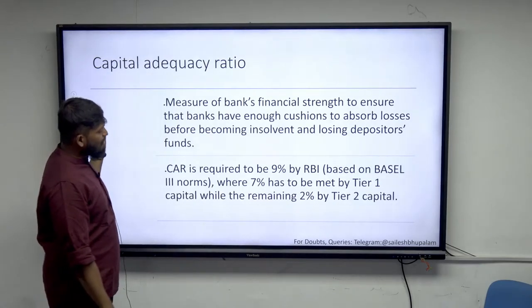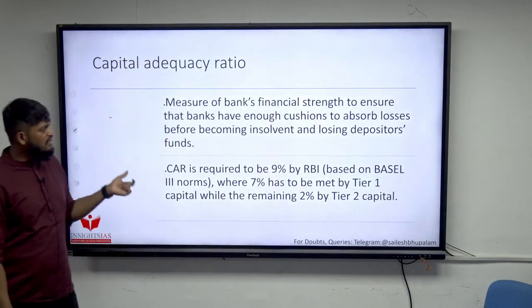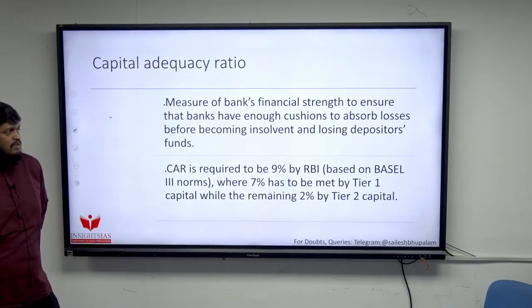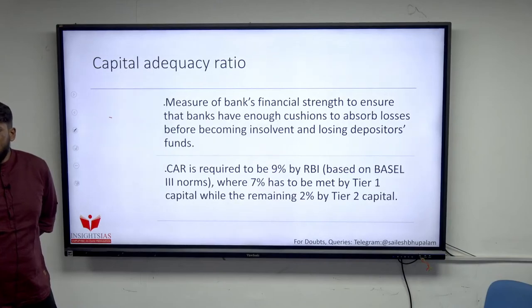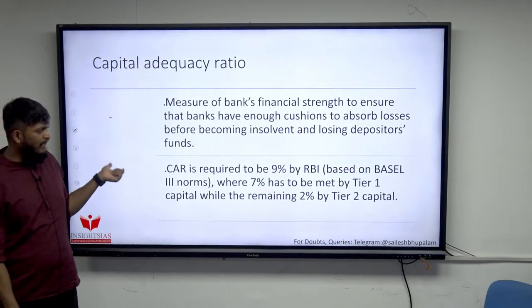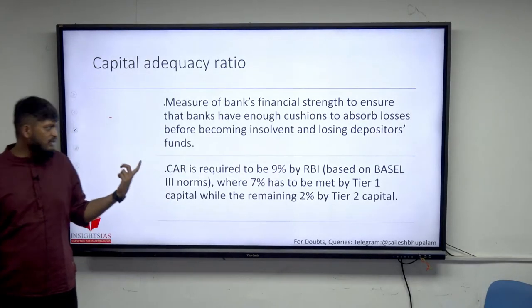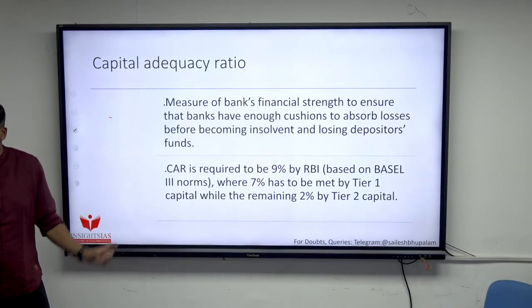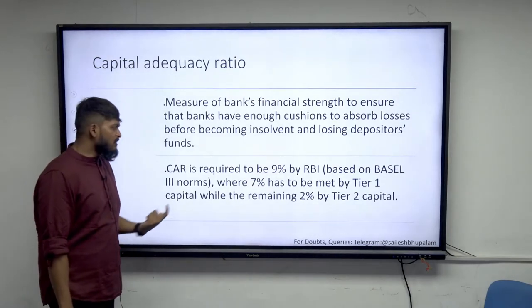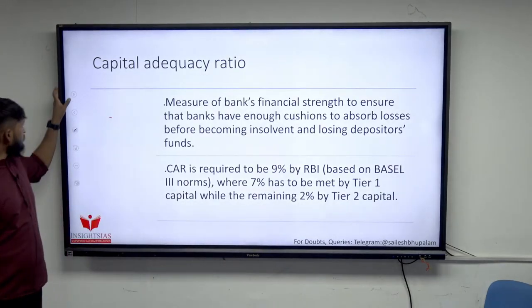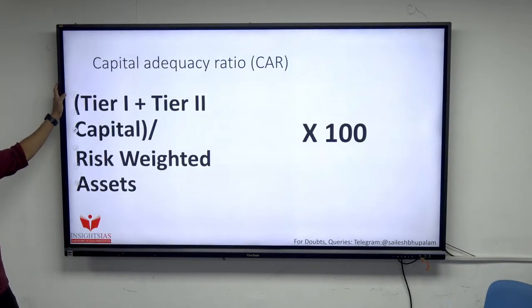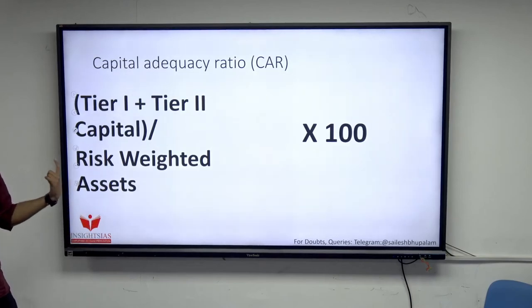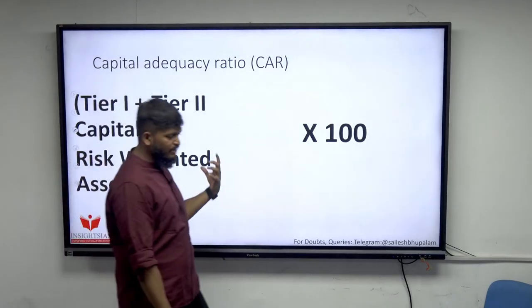Now, capital adequacy ratio is a measure of bank financial strength to ensure the banks have enough cushion to absorb losses. That means whenever there are NPAs, before it makes severe losses, how much cushion is present? That is what bank capital is doing, before the bank becomes insolvent, losing depositors' funds. Insolvent means not being able to pay back whoever has given them money. That is insolvency. So CAR is, as of now, like I said, 9%. CAR is measured by this formula: Tier 1 plus Tier 2 capital divided by risk-weighted assets, into 100.